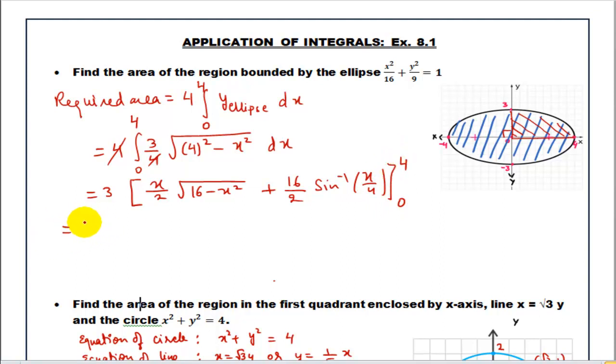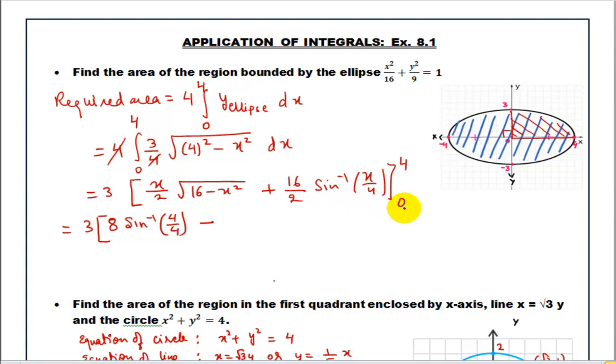So we are going to first replace x by 4, and when we do so, the first part reduces to 0, because square of 4 will be 16 and 16 minus 16 will give us 0. So this term is going to vanish on replacing x by 4. Now moving on to the next term, we can divide 16 by 2. It comes out to be 8. And then we have sine inverse x over 4, and x is equal to 4 only. So this is 4 over 4.